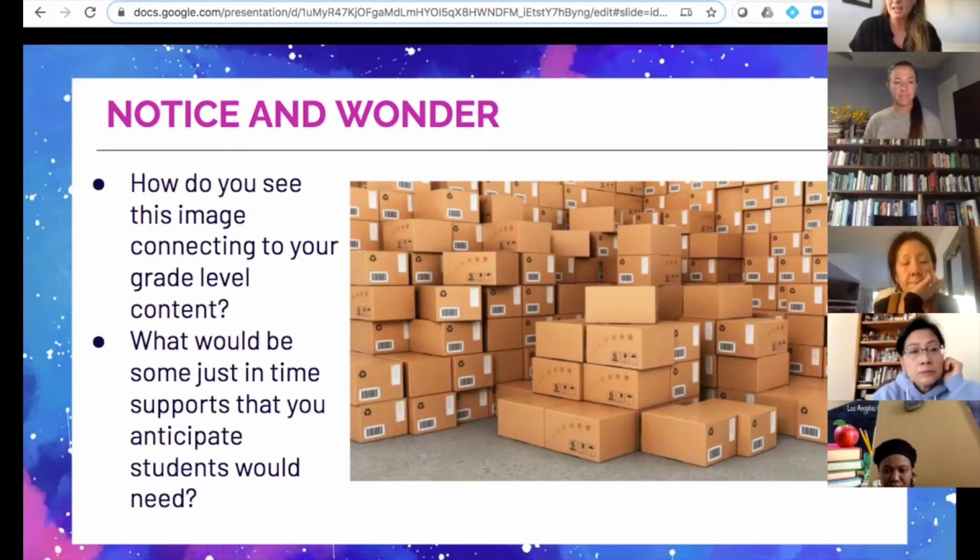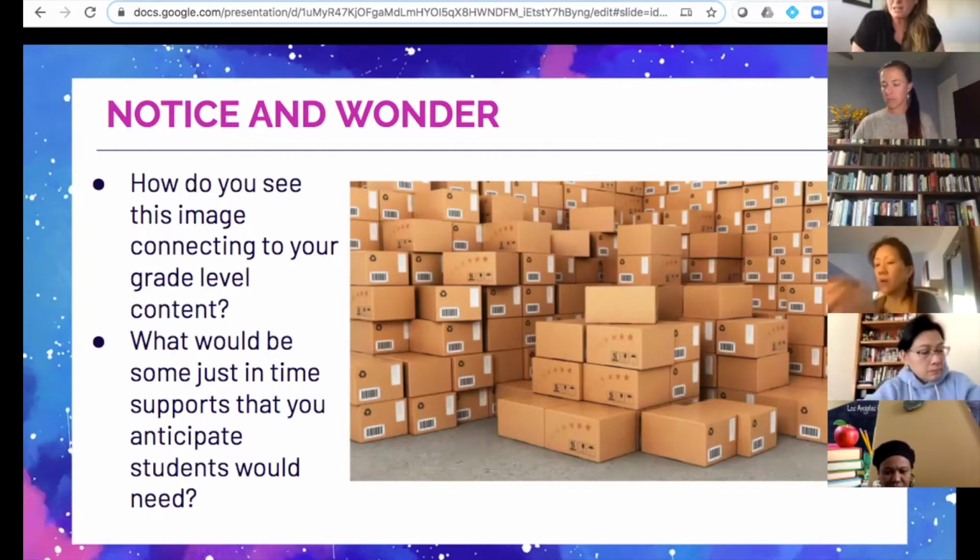I know that in 8th grade, you're not really dealing with rectangular prisms as much as you're dealing with cones and cylinders, but it's a great way to jumpstart the conversation around volume. Do students even remember what that is from 5th grade? And that might be one of the supports that you anticipate as well.